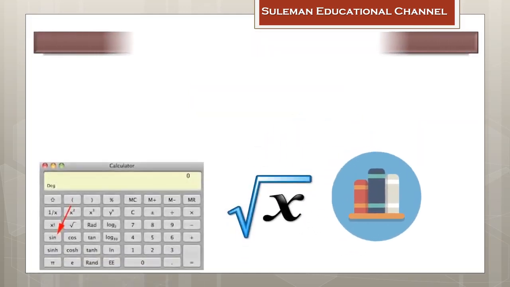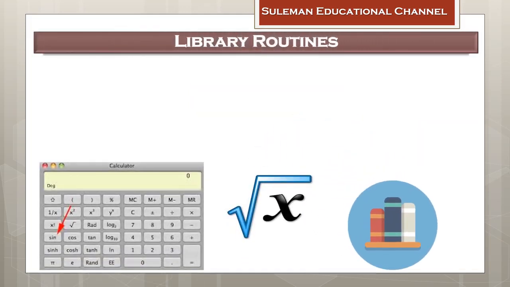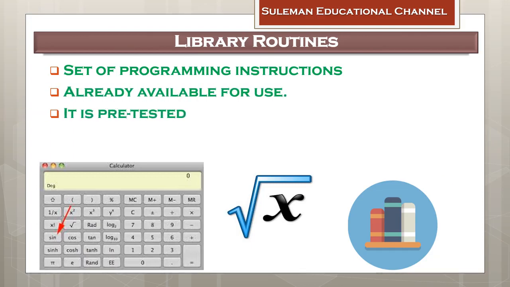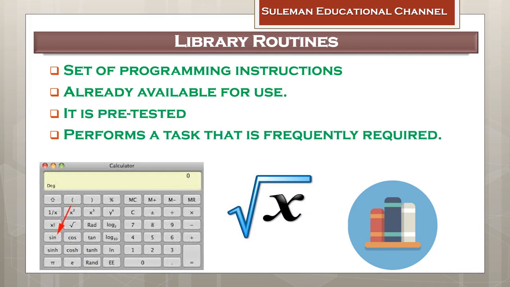Now in this part we will discuss library routine. A library routine is a set of programming instructions for a given task that is already available for use. It is pre-tested and usually performs a task that is frequently required. For example, the square function. The purpose of the square function is to take a number and multiply it by itself and produce the output.